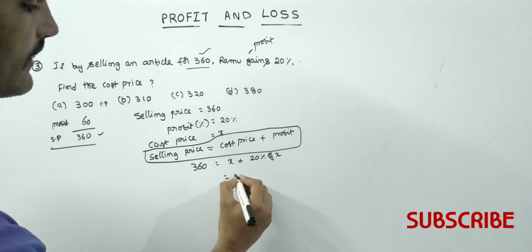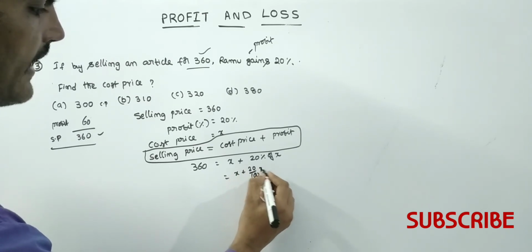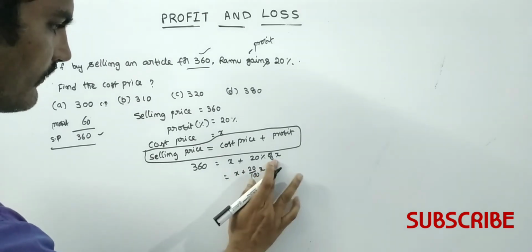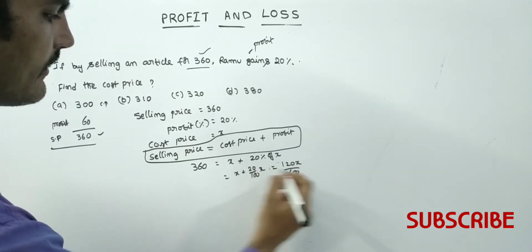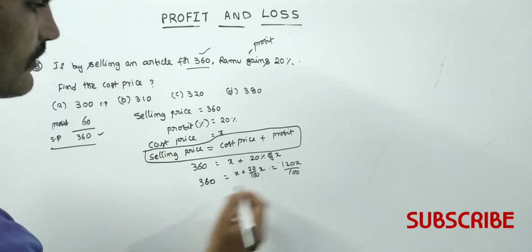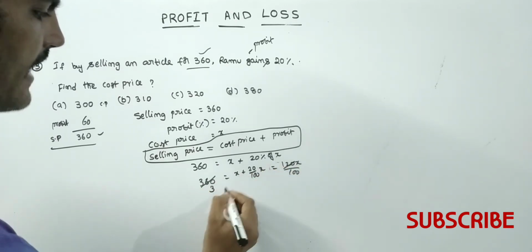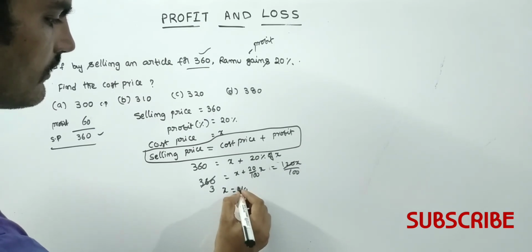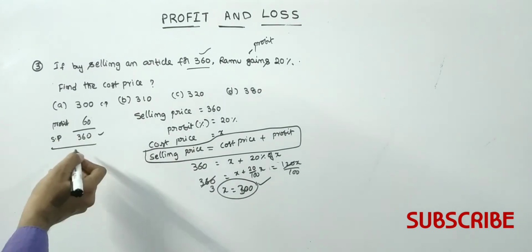Straight away we will get it here. X plus 20 by 100 into X. That means 120x by 100. See friends, here 360. So here 120, 3 are 360. Then x equals 300. So the answer is 300. Here also we got the answer.